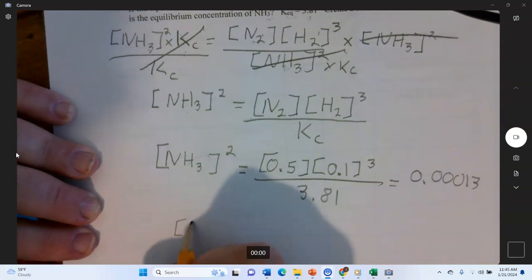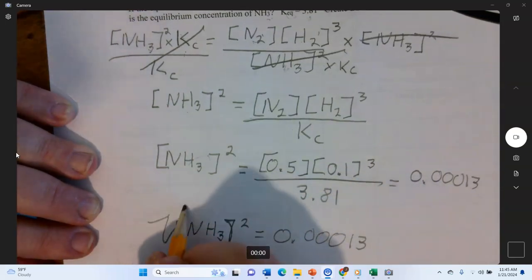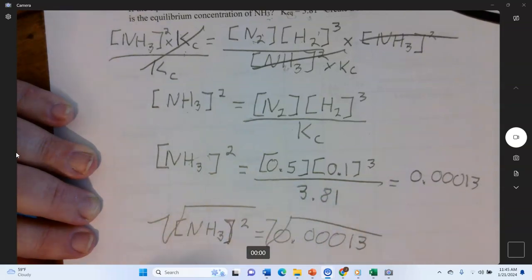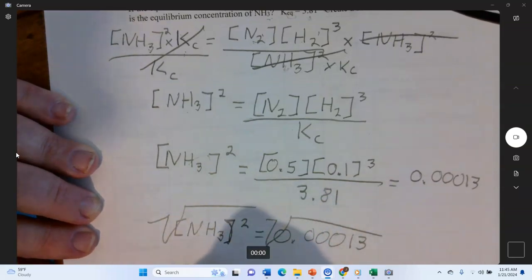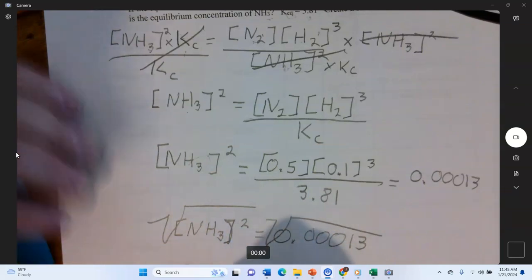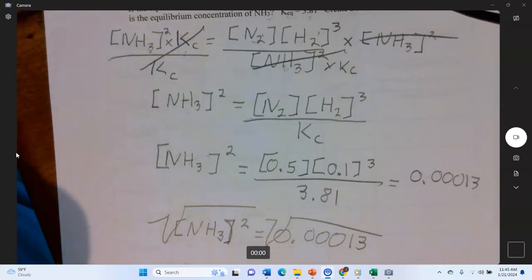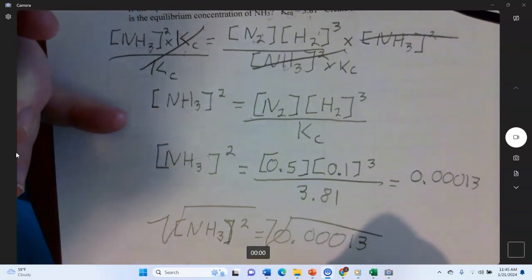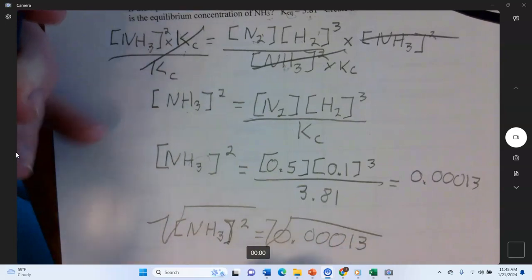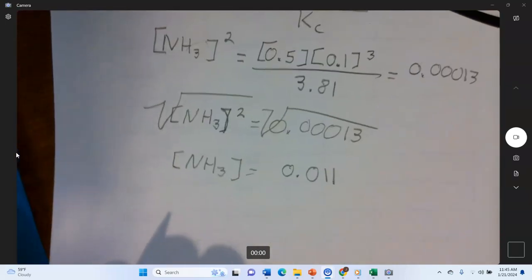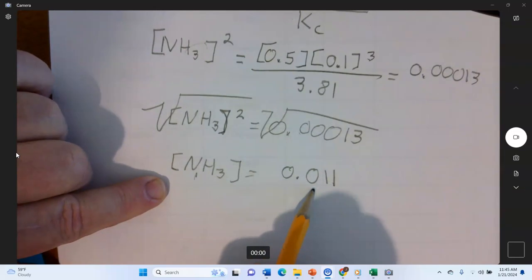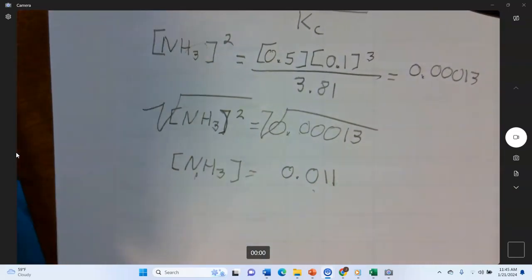Let me just rewrite it down here. Okay, take the square root of this side and the square root of this side. That makes this inverse, so you end up with just on the left side NH3, the concentration of NH3. That's what we're looking for. And the square root of 0.00013 gives us this. Okay, oops, and I'm off screen. There it is. I just took the square root, got that. Did I get that right? Yeah, got that right.